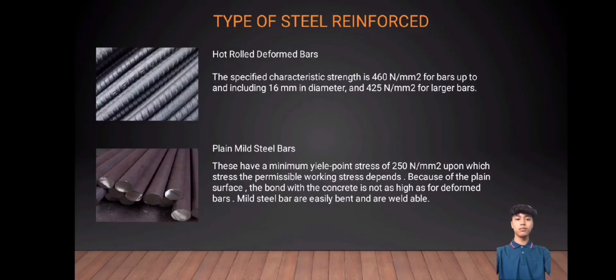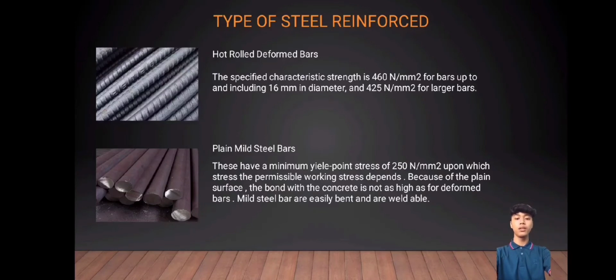Hello, my name is Muhammad Helmi bin Ghazali. My matric number is F2006, and today I want to present about type of steel reinforcement. Hot roll deformed bars. The specific characteristic strength is 460 Newton per millimeter square for bars up to and including 16 millimeter in diameter, and 425 Newton per millimeter square for larger bars.